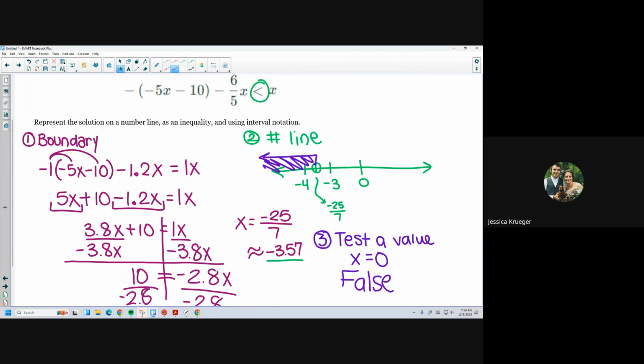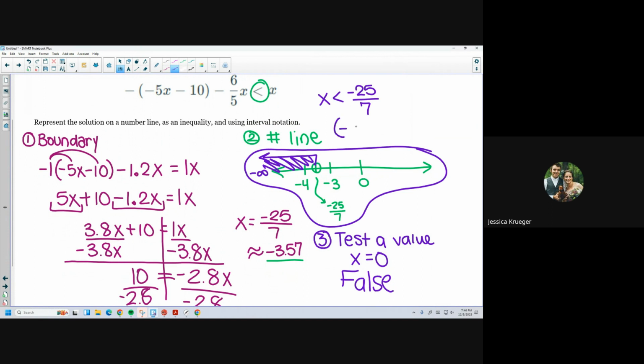The last thing I need to do is write my solution. So here's my number line. As an inequality, my solution would be x is less than -25/7. And then in interval notation, this begins at -infinity and it goes up to -25/7. That's where my solutions lie. Because this is an open circle, I'm going to put a parenthesis there. So these are the other two parts of my solution.